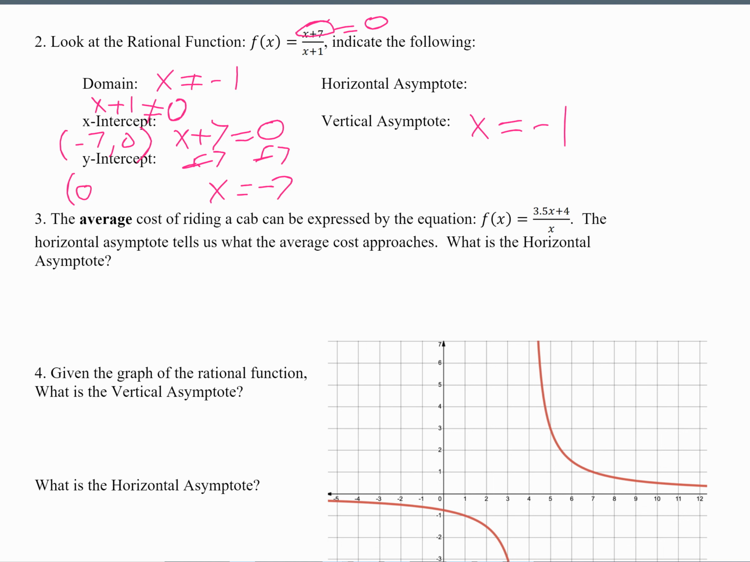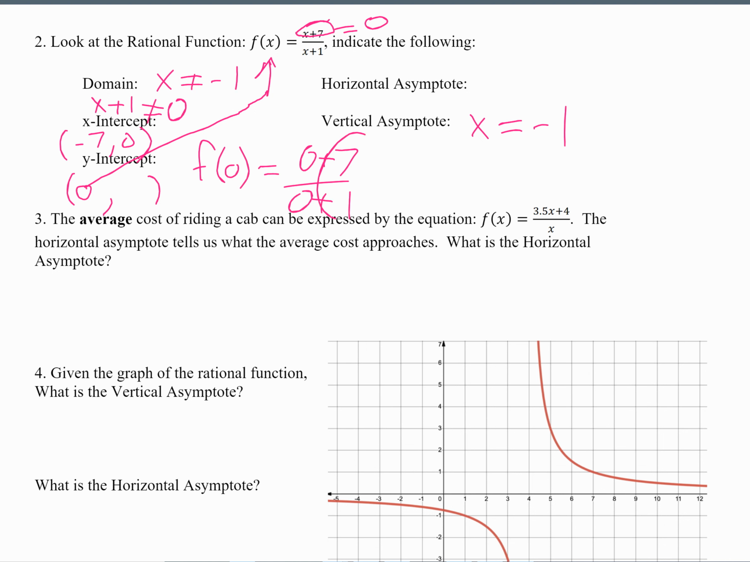Y-intercept is where x equals 0, and that one's easier because you can just plug in 0 to the function, right? Half of math, I like to say, is plugging in stuff. What's f of 0? Of course, then you have to do it correctly. F of 0 is 0 plus 7 over 0 plus 1, well, you just get 7. Y-intercept is 0, 7. If you want to say 7, I'll kind of accept that. But please remember it's a point with 2 coordinates.